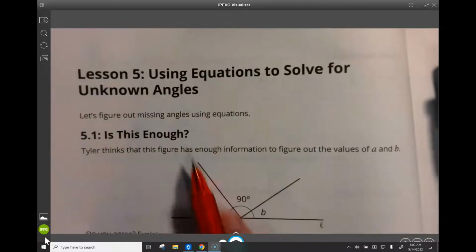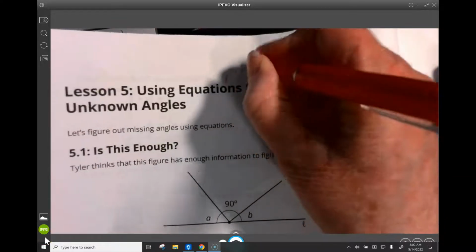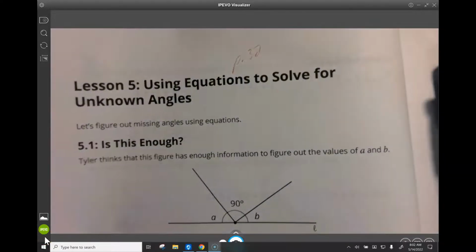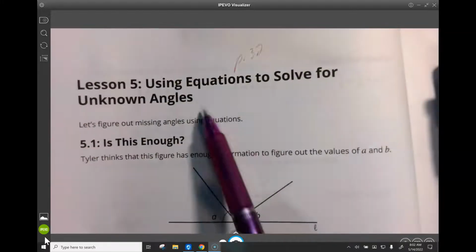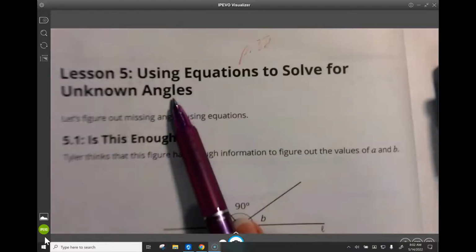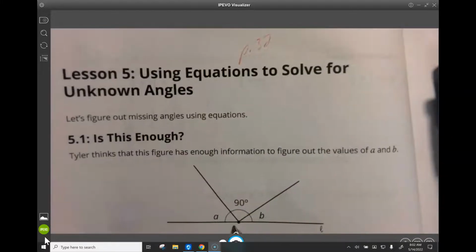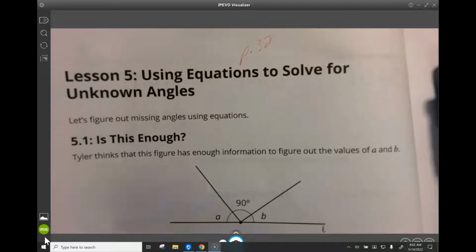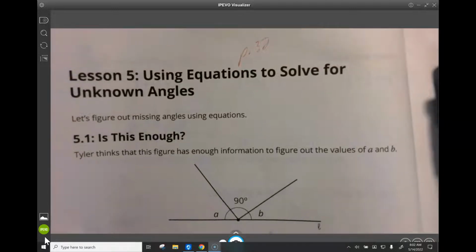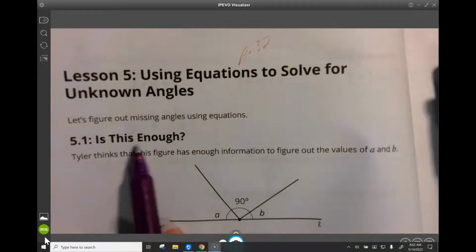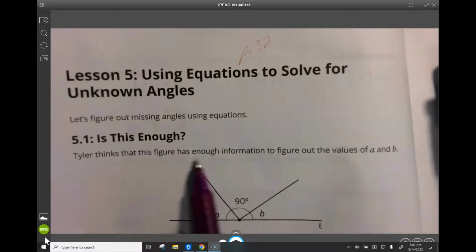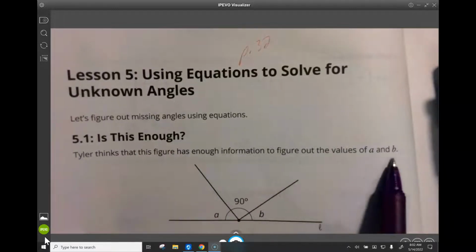So we're in lesson 5 now, and we're on page 32 in your book. Okay, so it says using equations to solve for an unknown angle. And we kind of did that in lesson 4, especially on problem number 3. You did that. So we're going to take the information that's given. So the first question is, is this enough? Tyler thinks that this figure has enough information to figure out the values of A and B.